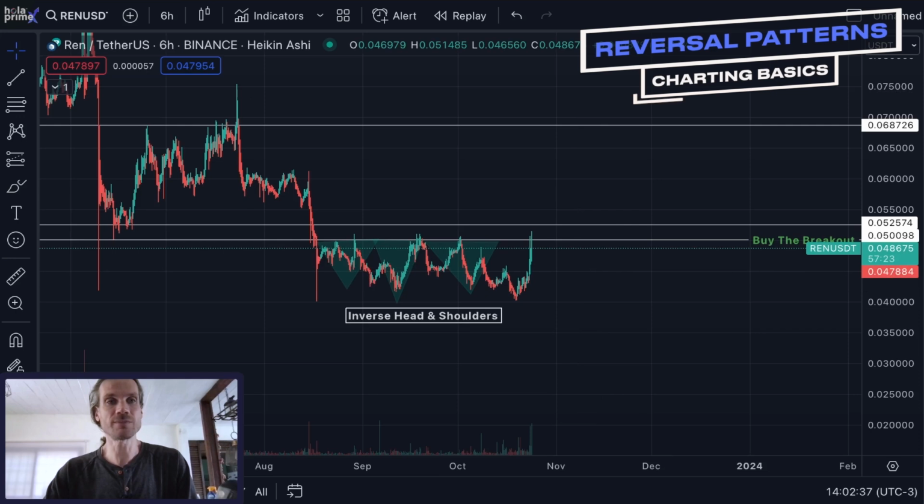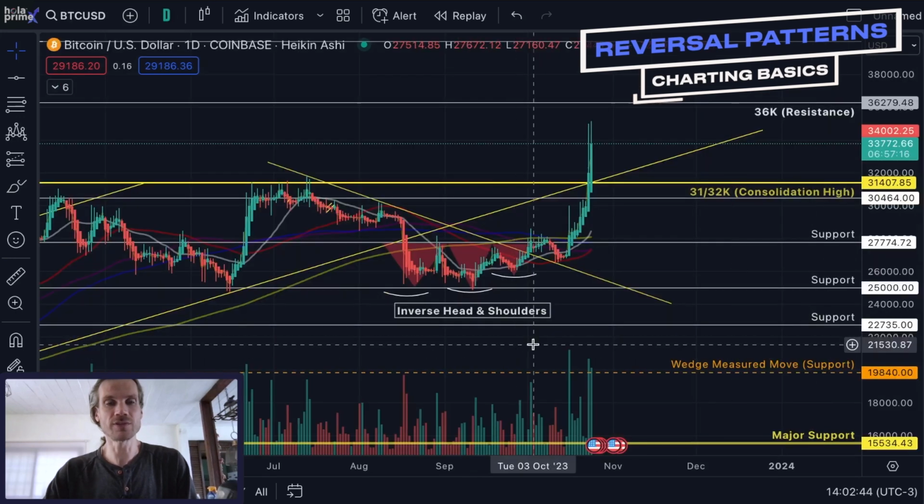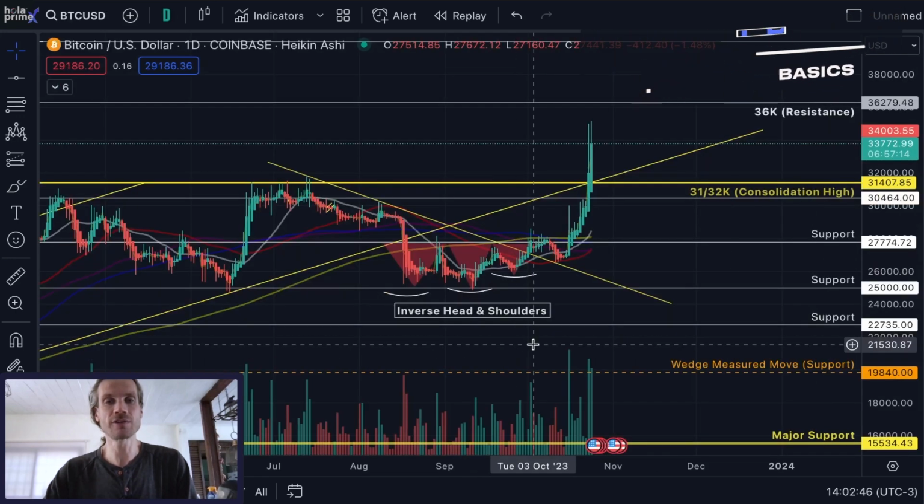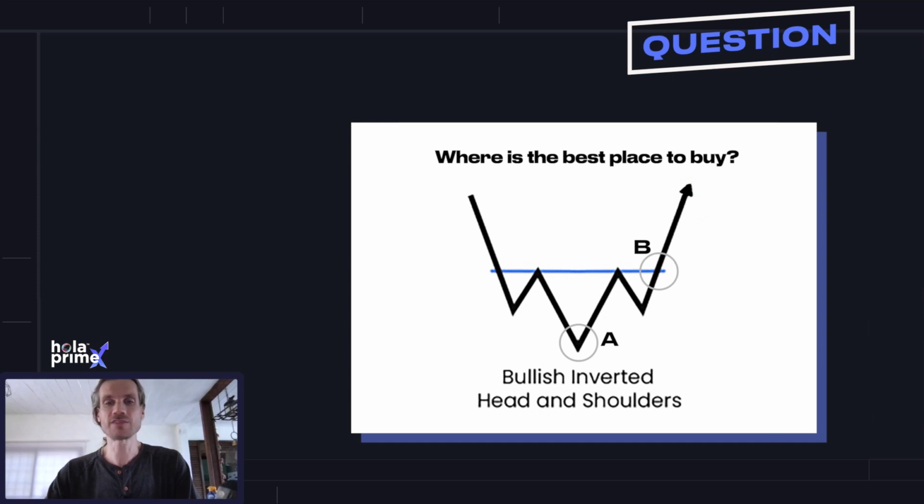And of course, as we looked at Bitcoin, that is what a successful inverse head and shoulders reversal pattern looks like. Where is the best place to buy in this inverted head and shoulders pattern? Is it A or B?